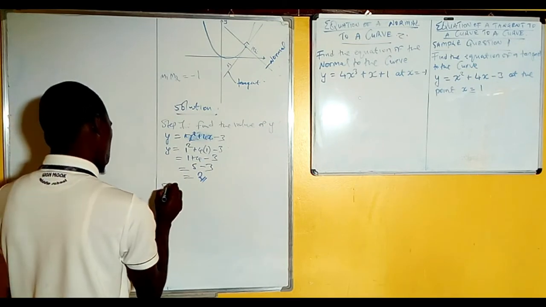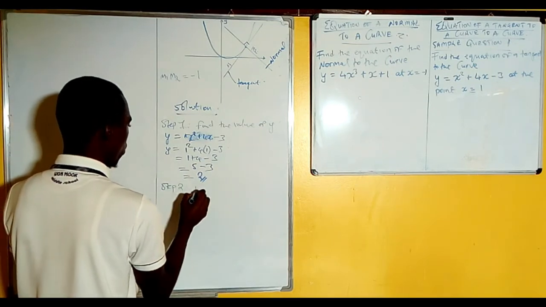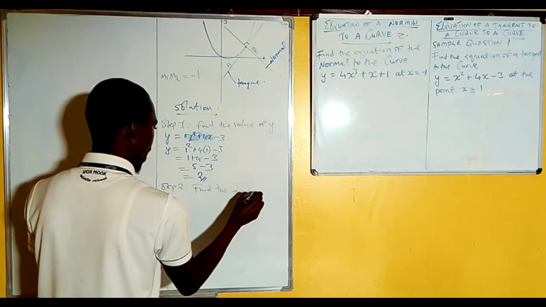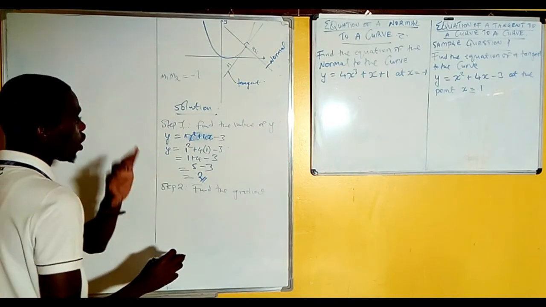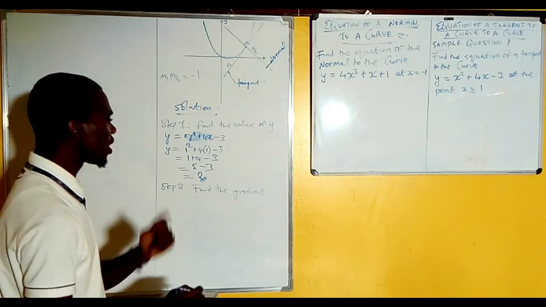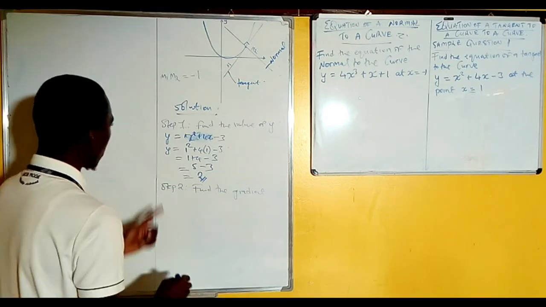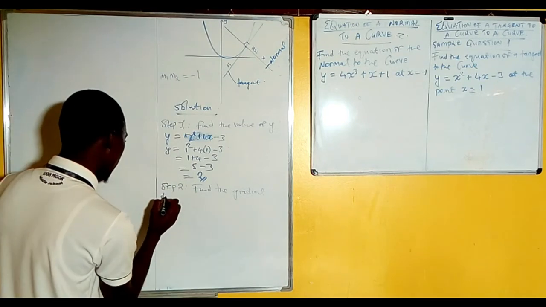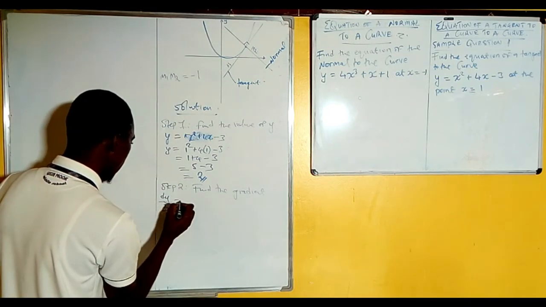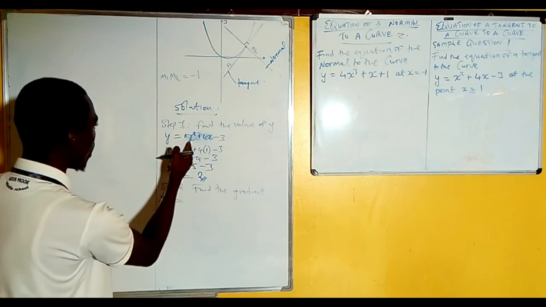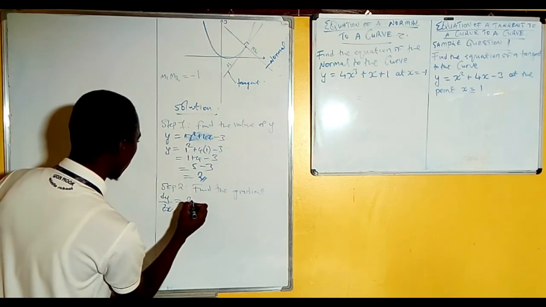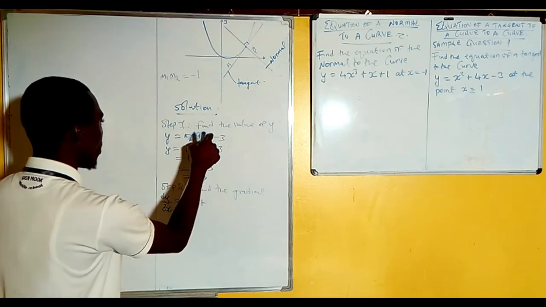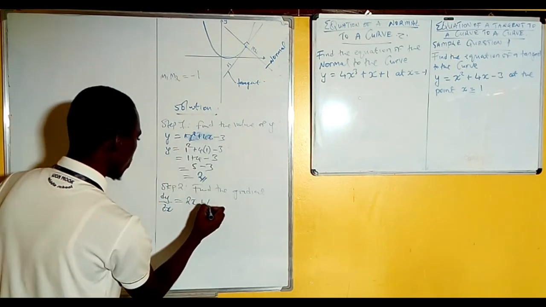Then step 2. Now you find the gradient. Okay? So step 2, you are finding the gradient. Remember the gradient function? To find the gradient, we first of all have to find dy by dx of this one. So dy by dx will simply be equal to, the 2 comes down here, we are going to have 2x plus, then this one here, it will be minus 1. This one will just be 1, so it will be plus 4.